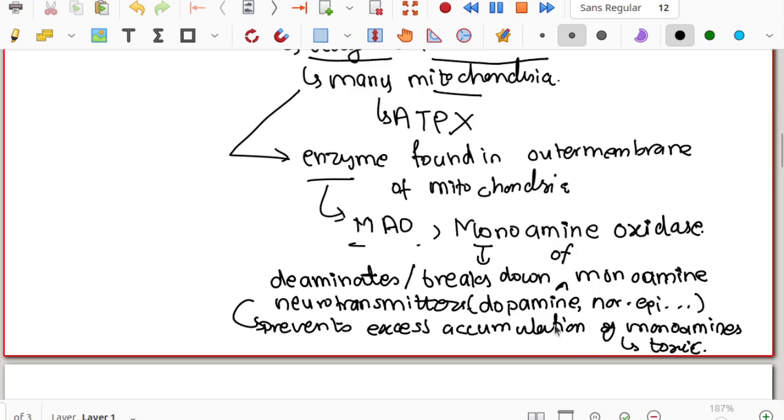Examples are dopamine, norepinephrine, and serotonin. And why is the breakdown of monoamines important? If there are excess monoamines present in a non-myelinated axon, then they can get accumulated at certain portions, and that becomes toxic to the cell. So in order to prevent that accumulation of monoamines, MAO, or monoamine oxidase, is required, and for that mitochondria are present in large numbers. So this is all about the distribution, or simply the localization, of mitochondria.